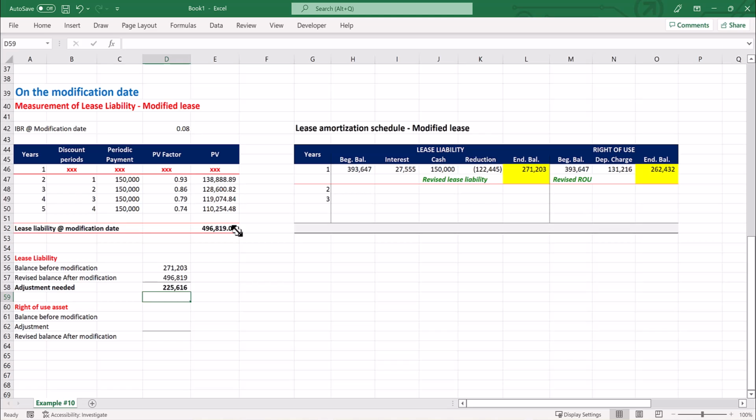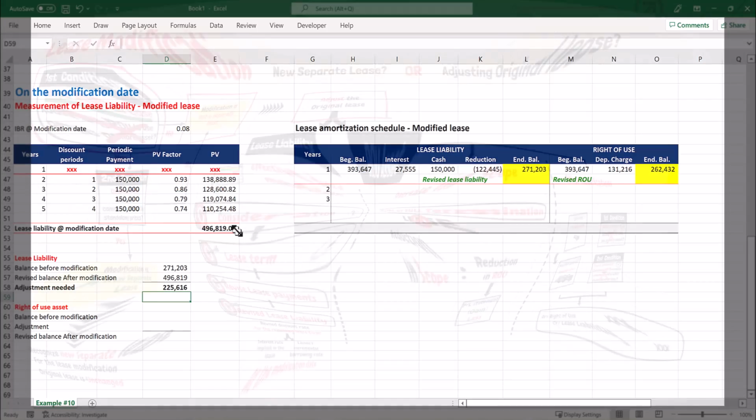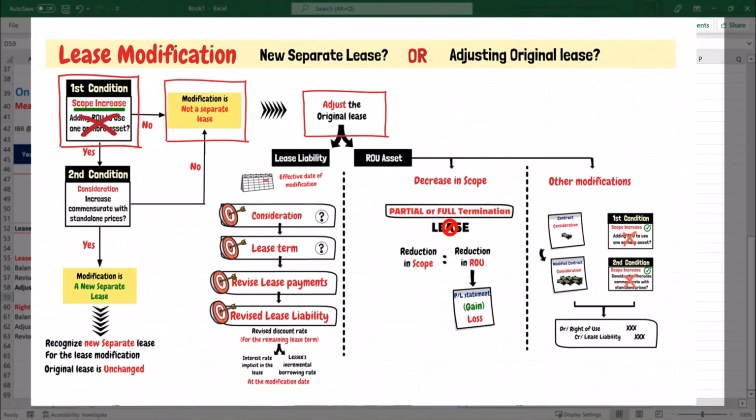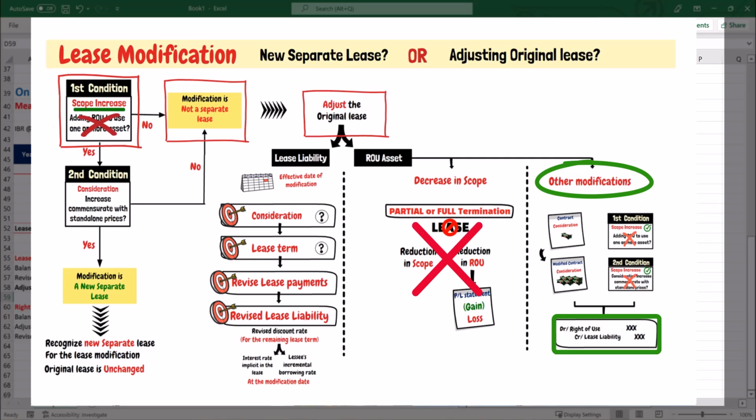What about the calculation of the right of use asset? Let us get back to our flowchart. The lease modification that extends the lease term is not a decrease in the scope. So, it falls here under this category, other modifications. For this category of modifications, the right of use asset is adjusted by booking the same adjustment figure that was booked to the lease liability.